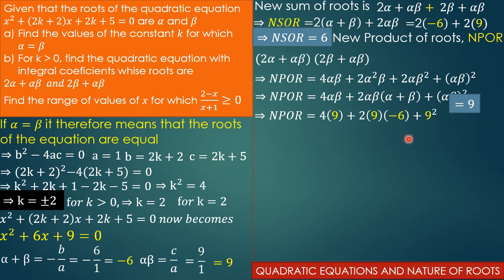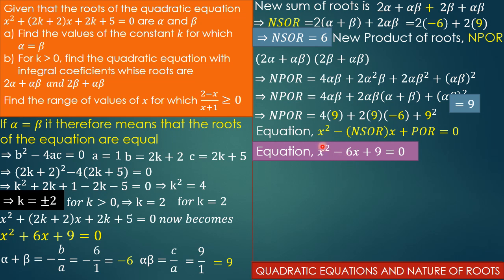So friends, now at this point, guys, to get our equation, we are now going to say that our equation, guys, is always of the form x squared minus the new sum of roots x plus the new product of roots equal to 0. Good. So friends, that is the form in which our equation is going to take. Our new sum of roots, guys, we know from up here to be 6, and our new product of roots, we know it to be 9. Good. So friends, if we plug in everything, we are going to have x squared minus 6x plus 9 equal to 0. Good. So friends, that is the equation we have.